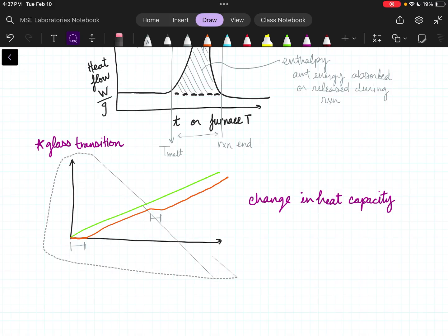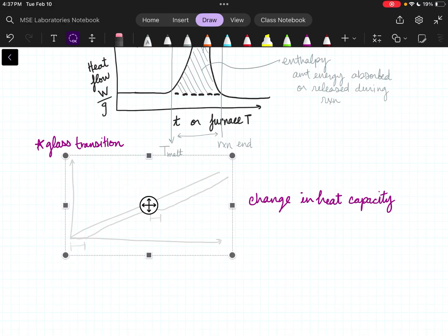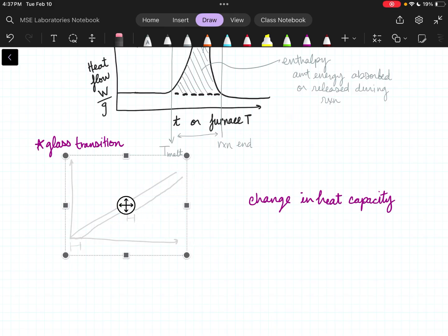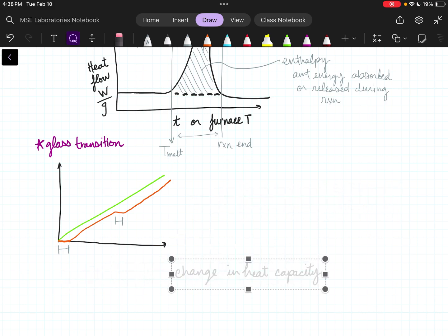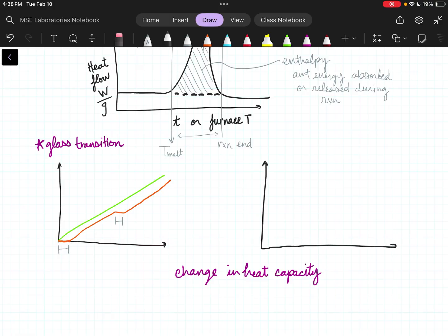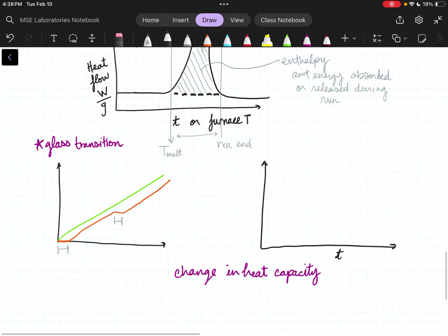What that looks like, actually I should have drawn that square so that I could fit other things next to it. I'll stick that down here, and we're going to draw what we would actually see out of the instrument. Time, heat flow.